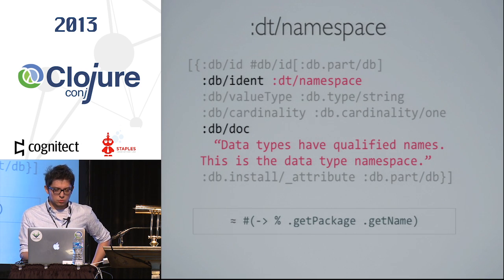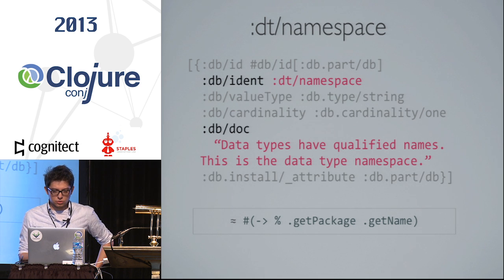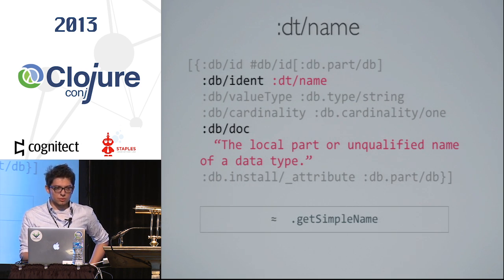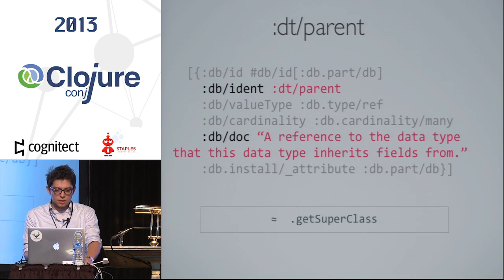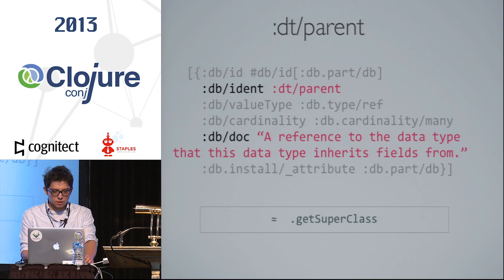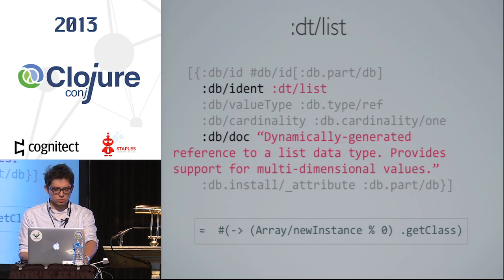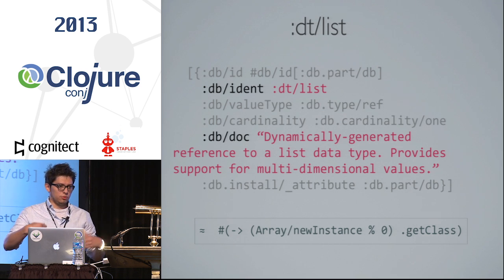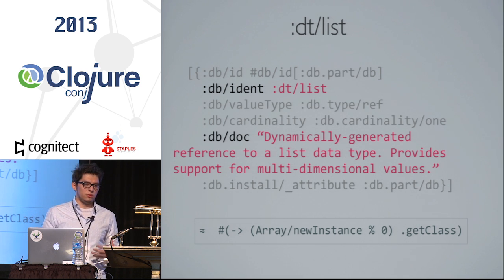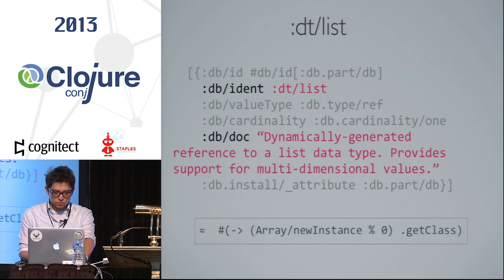Namespace is analogous to a class package name, and it's used mainly to resolve naming collisions. Name is a local name, more or less analogous to the class simple name. Parent is analogous to getSuperclass, and it's used for building data type hierarchies. List is used to support multi-dimensional values that are auto-generated at runtime. In the example below, you can see that Java arrays do not exist until you actually need to create them. The JVM creates new class definitions as you reference these multi-dimensional arrays. We're going to do the same here.